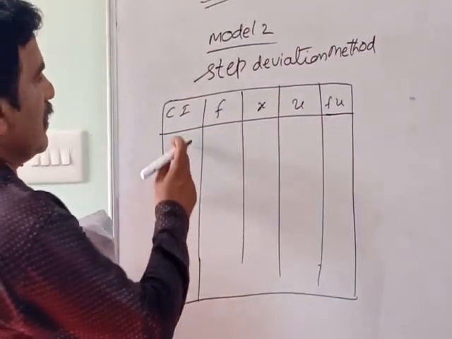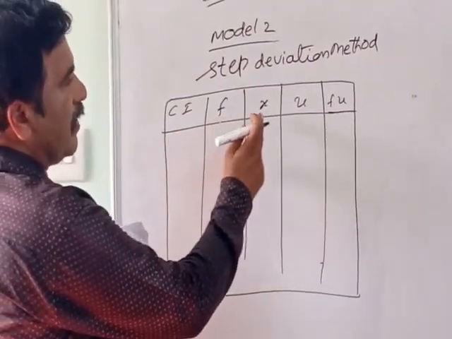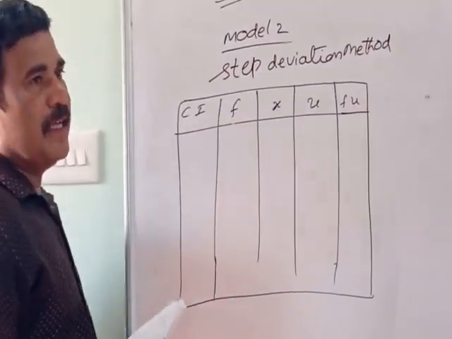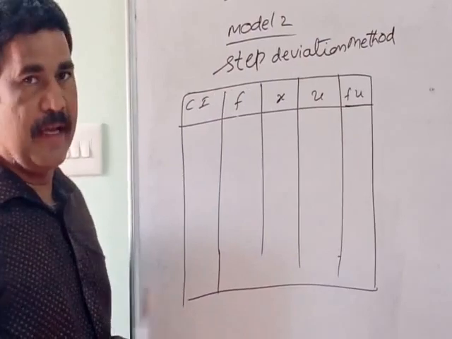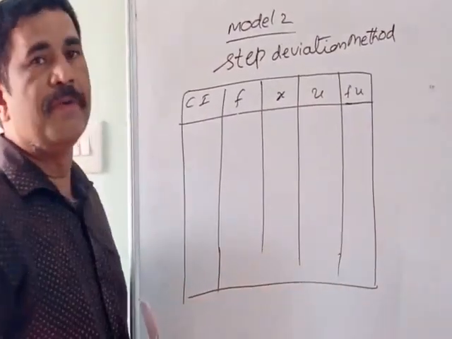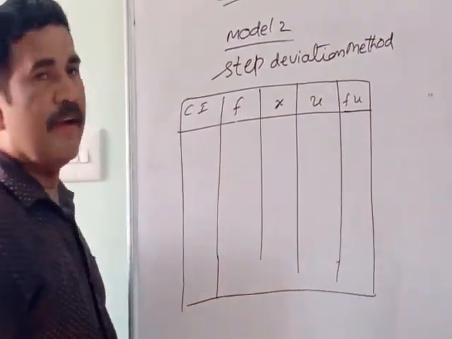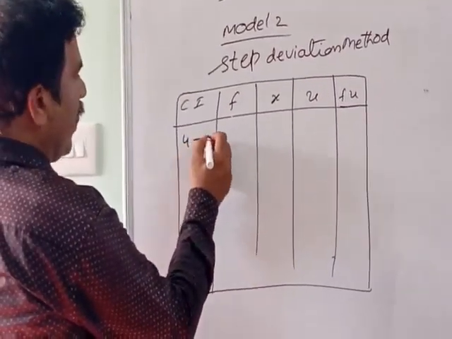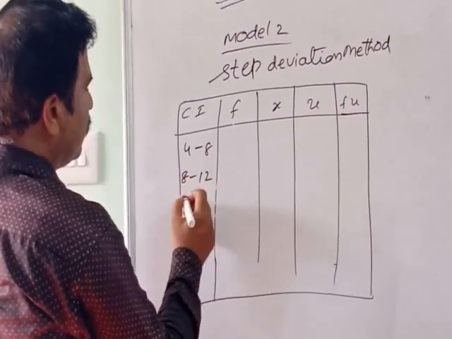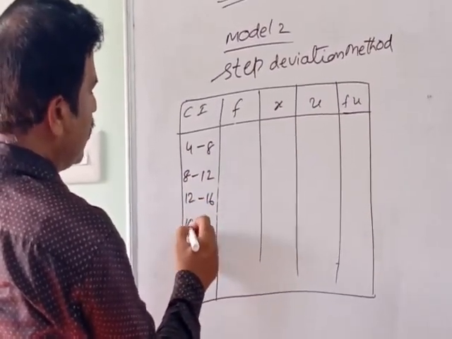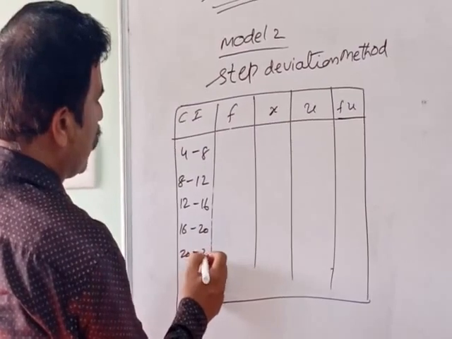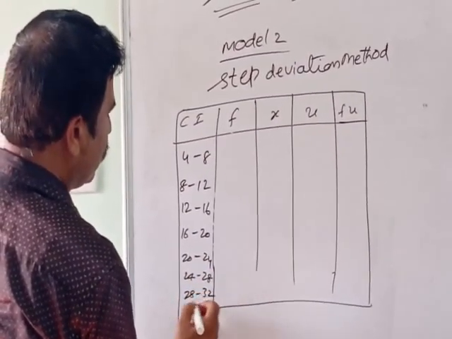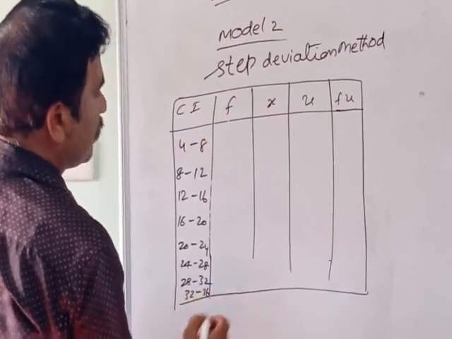In this also, the class interval, frequency and x value are there, all three columns the same. The difference is that instead of finding f into x, we need to find f into u. What is u? We need to know. Now write the class intervals: 4 to 8, 8 to 12, 12 to 16, 16 to 20, 20 to 24, 24 to 28, 28 to 32, 32 to 36.